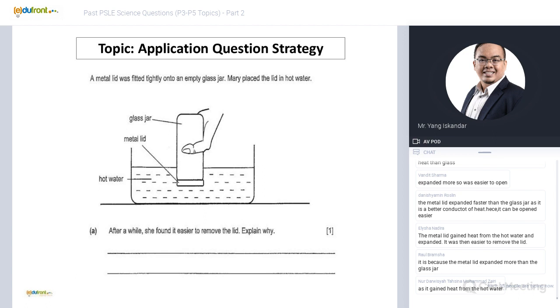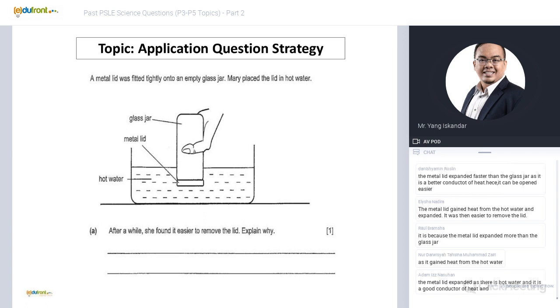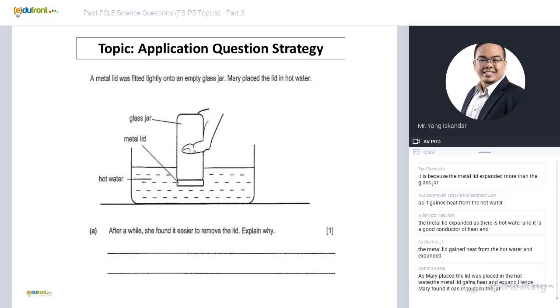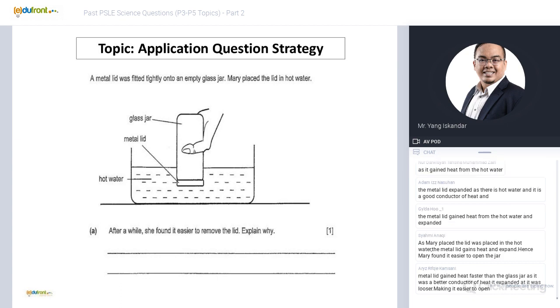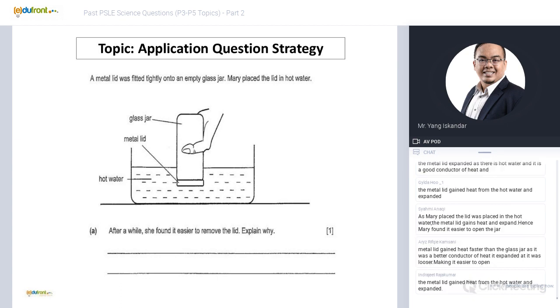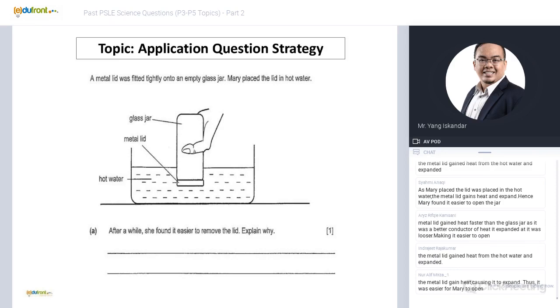Let's see some of your answers. Metal lid expanded, causing the lid to be removed easily. Imran, wrong. Sufina said the lid expanded as it gained heat from the water. Also wrong, 0 marks. Nadira said metal is a good conductor of heat, so the metal lid gained heat and expanded. Also 0. Expand, expand, 0, 0, 0, 0.